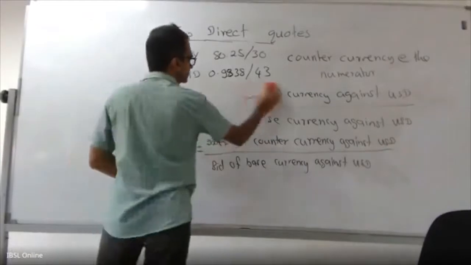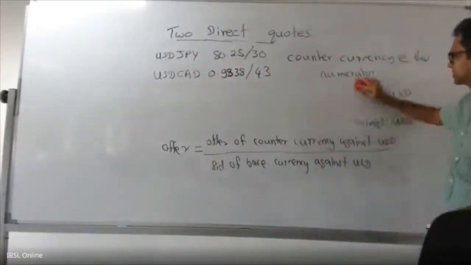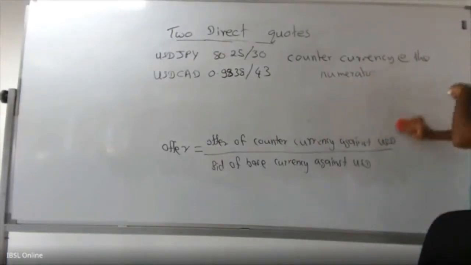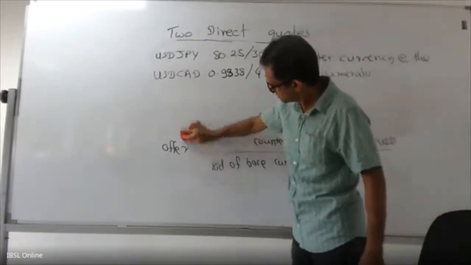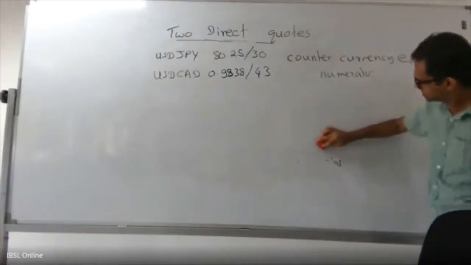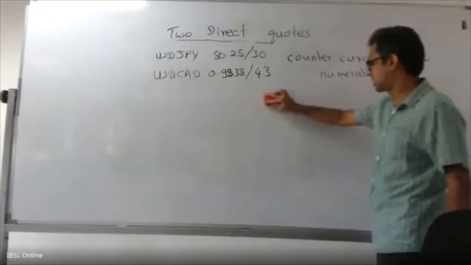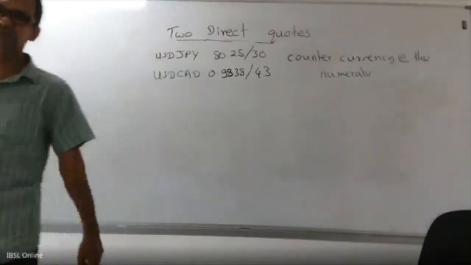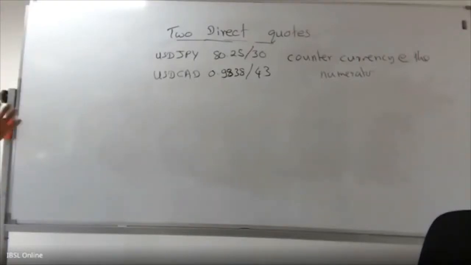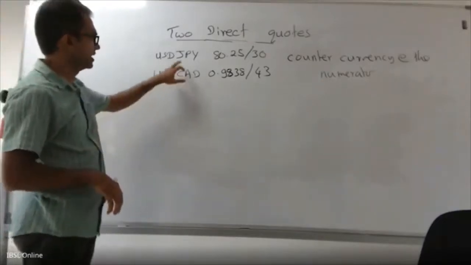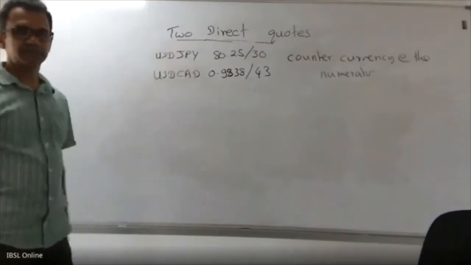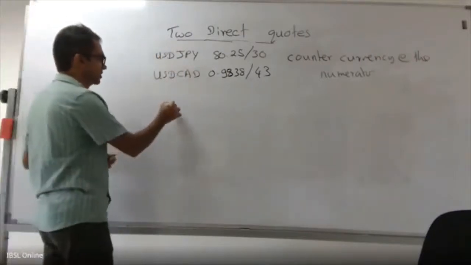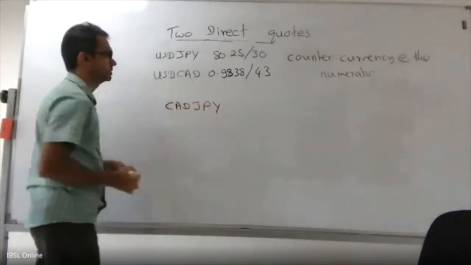What is the currency pair? What should be the cross currency pair? CAD JPY. Why? CAD is stronger than what? Yen. In this case, that's what we have to think. Our cross rate should include CAD and JPY. Between these two currencies, which one is stronger? CAD is stronger. So therefore, CAD JPY is the currency pair.